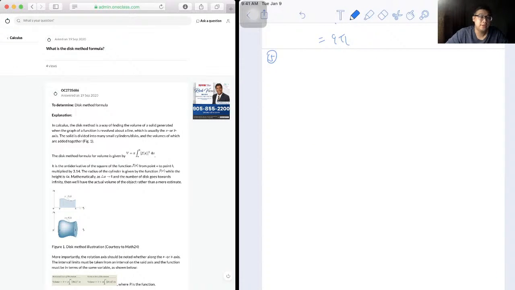So for our next question, they ask us to find the disk method formula. So disk method formula. I just need to charge my computer. Okay. Right. So first, let's write down what it is.